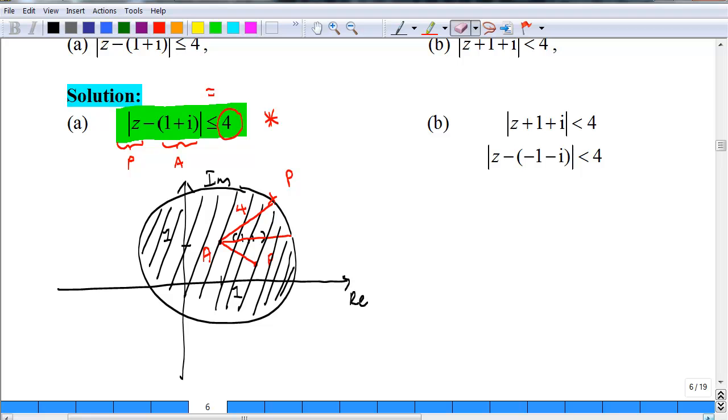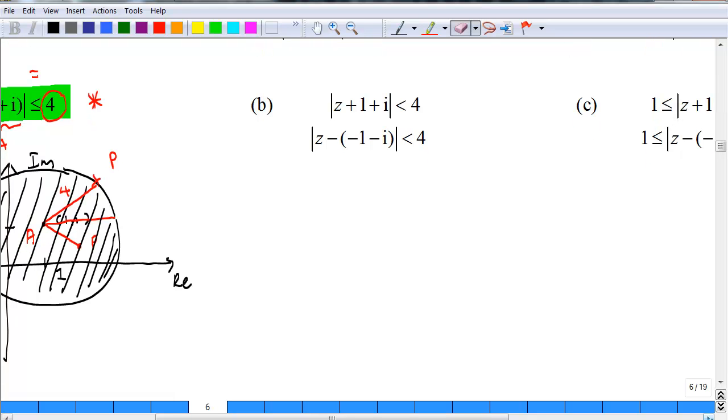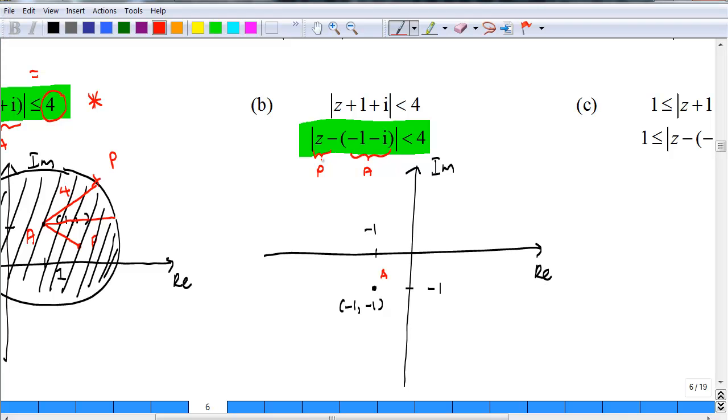Now let's take a look at the example in part B. Now in part B, again, you notice that this is not of the standard form. So automatically you know that you need to change it into the standard form in this case. Alright, so let's draw. So you have the imaginary, you have the real. The center is (-1, -1), so the center is here. And usually we call this the point A, because this is point A and z is represented by the point P. Okay, so I want to find point z such that the distance from P to A is always less than 4.